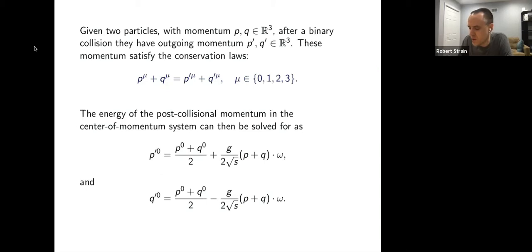So P prime 0 is P0 plus Q0 over 2 plus G over 2 square root of S times P plus Q dot omega. And Q prime is similar, except there's a minus sign there. This is interesting because these expressions are also defined as the square root of 1 plus P prime squared, and it's not so easy to see that that quantity is equal to this quantity, but it is. Okay, so these are some of the expressions.